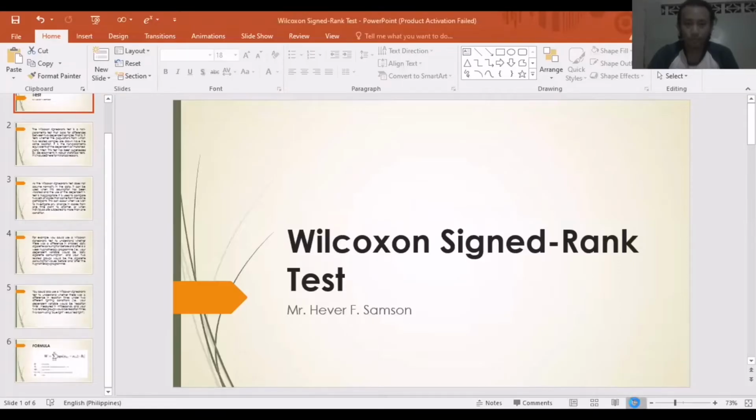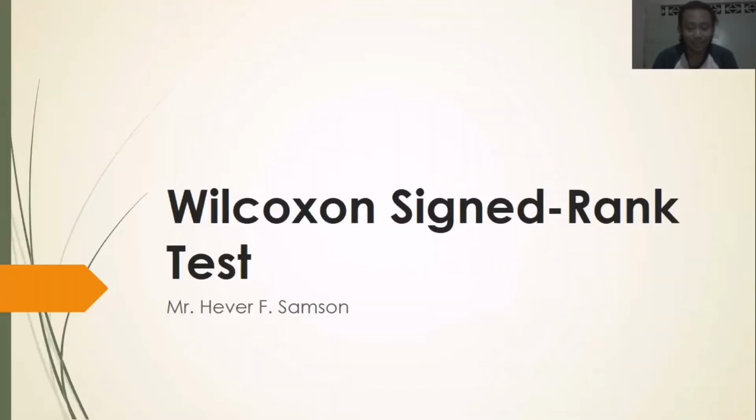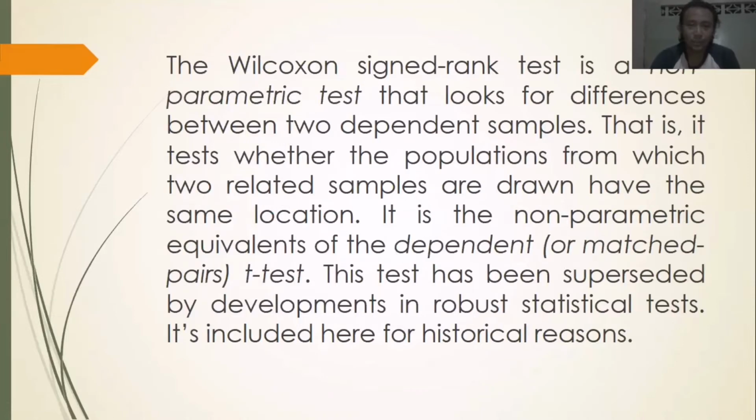Let's first discuss what a Wilcoxon signed rank test is. Later on, we will know why it is called a signed rank test. The Wilcoxon signed rank test is a non-parametric test that looks for differences between two dependent samples. That is, it tests whether the populations from which two related samples are drawn have the same location. It is the non-parametric equivalent of the dependent t-test.